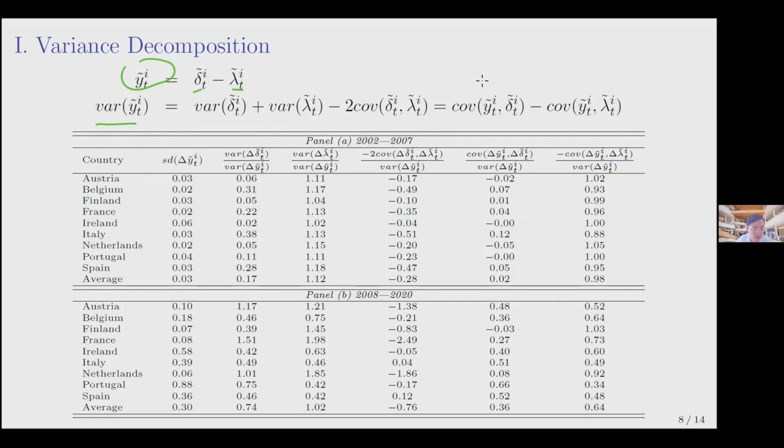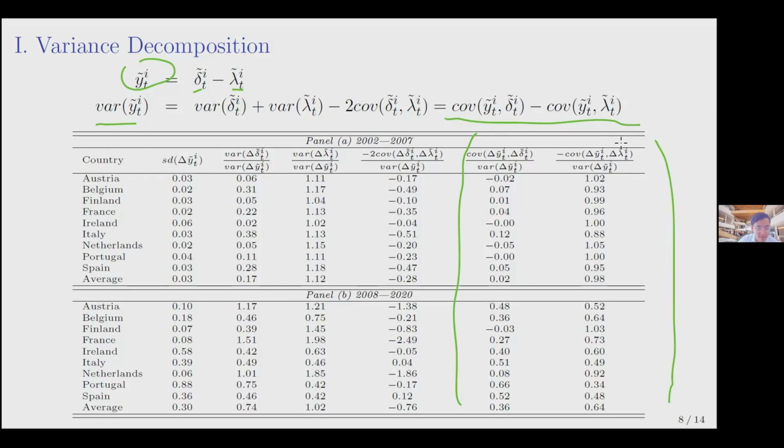Let me work backwards. First, we can write this down as a covariance between the bond yield and the default premium minus the covariance of bond yield and convenience yield. These results are reported in the last two columns. Conceptually, these two components should sum up to 100%.